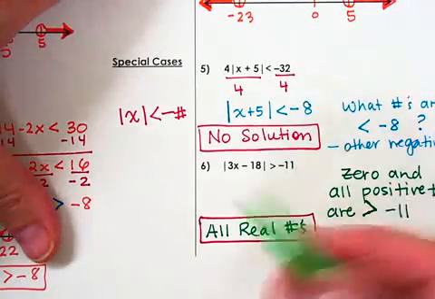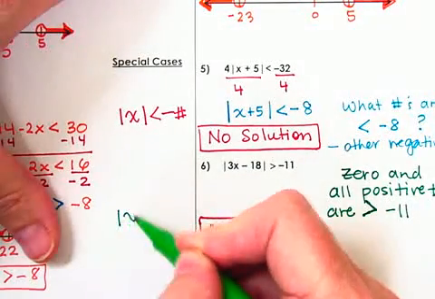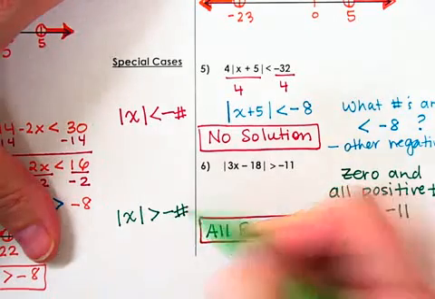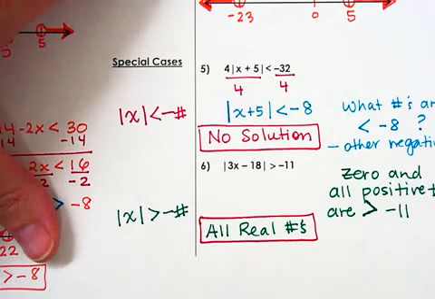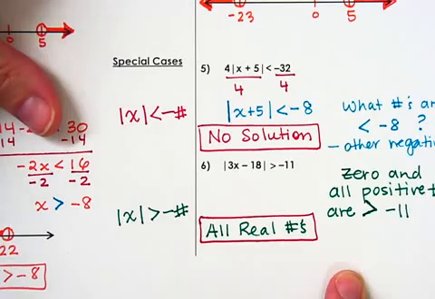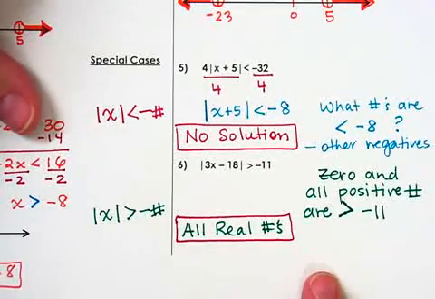So in that case, if the absolute value is greater than a negative number, then my answer is going to be all real numbers. Okay, plan to do more practice with this in class tomorrow with your teacher.